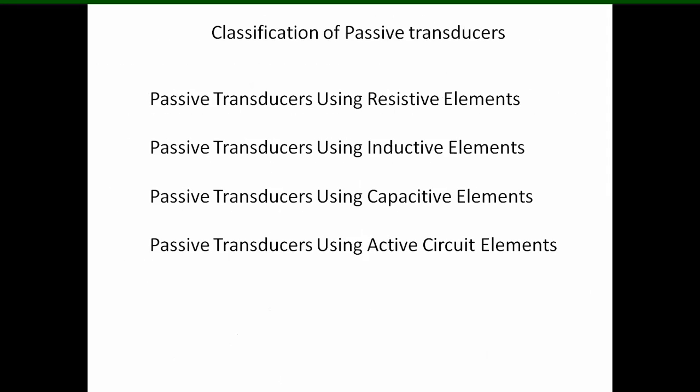So passive transducers are classified as passive transducers using resistive elements, using inductive elements, using capacitive elements, and also active circuit elements. So we can consider resistive elements, inductive elements, and capacitive elements. That is nothing but resistors, capacitors, and inductors.